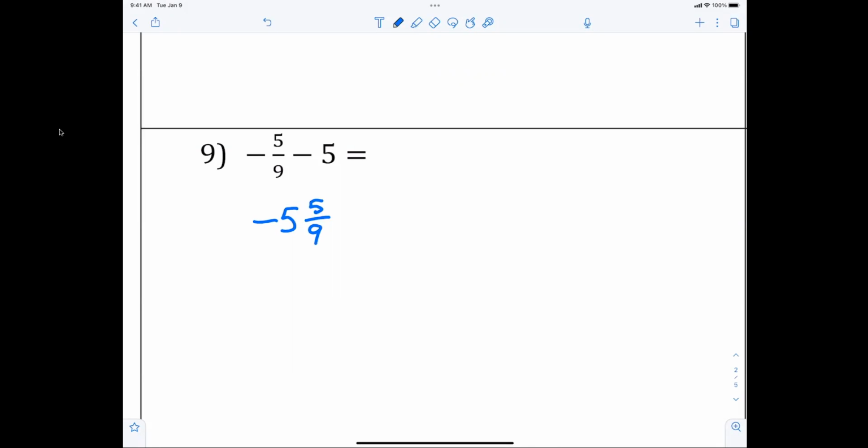-5 and 5/9. How is that? It's like saying this. What's 3 plus 1/2? 3 and 1/2. They're both negative. Because they're both negative, it's just -5 and 5/9. Come on now, everybody. You're just putting a whole number and a fraction together if they have the same sign. You owe 5/9 and you owe 5. That means you owe 5 and 5/9.